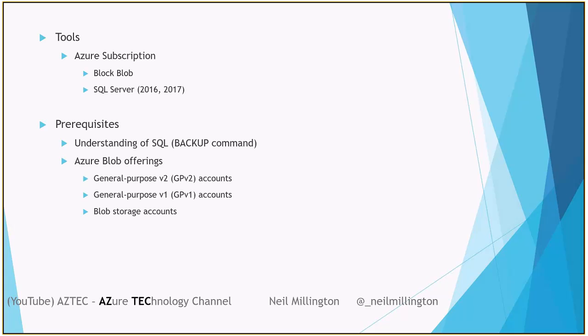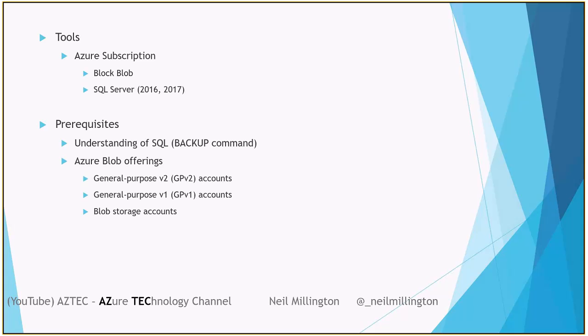Obviously you need an Azure subscription to get access to the Azure services, and inside that subscription there's 2 services we're going to be using in particular. We're going to be using, as I mentioned, the Blob service, and also SQL Server. Now the SQL Server doesn't necessarily need to be an Azure IaaS or an Azure PaaS offering. This is also applicable to on-premise as well, but for my demonstration I'm going to be using an IaaS VM.